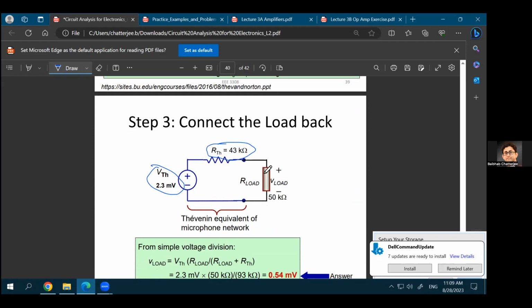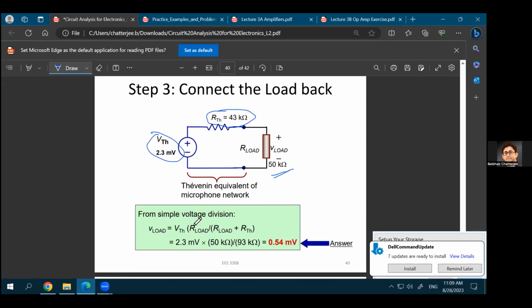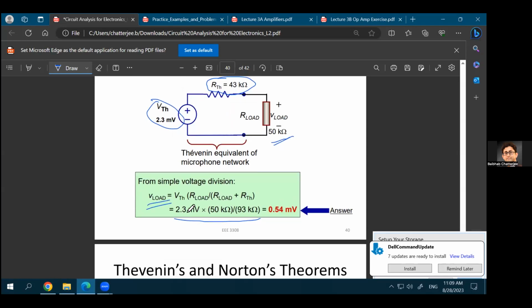To find out how much load voltage you will have, just connect back the load. The load was 50 kilo ohms, and now you can do a simple voltage division and find out what would be your V load. V load will be the voltage division between the Thevenin resistance and the load resistance. And because this is 43 and 50, it's almost a 1:1 division. So if you had this 2.3 millivolt input, you'll see that eventually the output of that voltage division becomes this. Right? So 50 kilo ohm divided by this 93 kilo ohms. I think there is a typo. Let me correct this. So this should be around 1 millivolt or so. So the final answer should be something else. Let me correct that. But eventually it's 2.3 millivolt multiplied with 50 divided by 93.